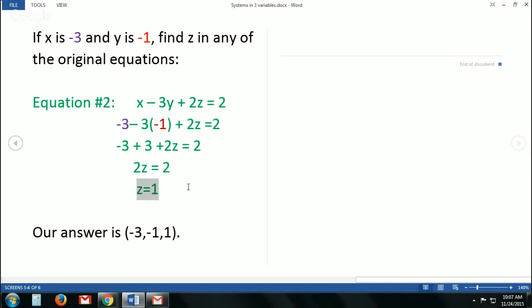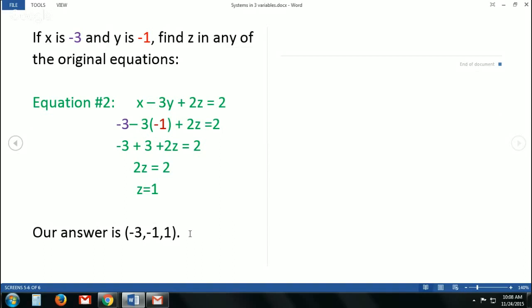Now, I need to write my solution as an ordered triplet. The x is first, the y is second, and the z is last. So x was -3, y was -1, and z was positive 1. Here is our solution. An ordered triplet has parentheses around it, commas between the x, the y, and the z, and this solution should work in any of the 3 equations. You can substitute those numbers in for x, y, and z in any of the 3 equations, and you should now have a true statement.